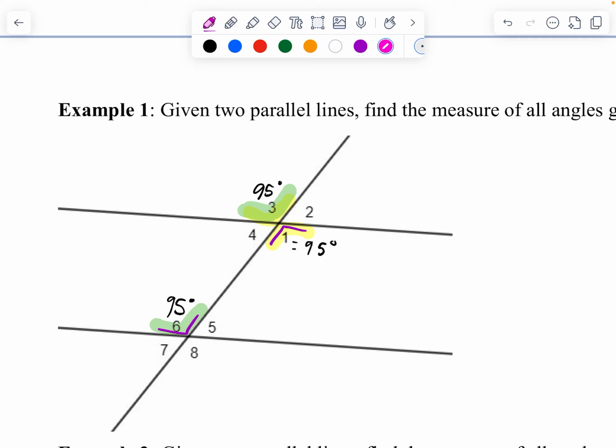Okay. By the same idea, you have alternate exterior angles with angles 3 and 8. So that means that this is also 95 degrees here, which you could have found by a vertical angle pair as well.